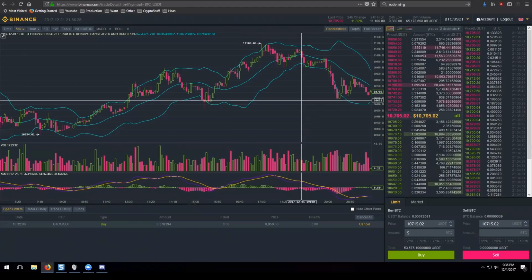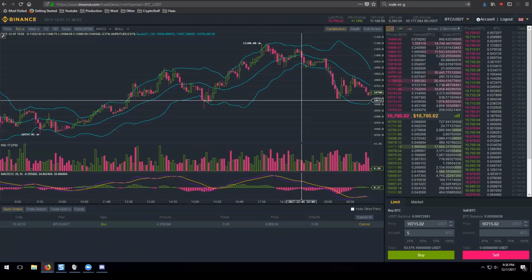Now, the way this strategy works is we have a primary indicator and then we have confirmations. And our confirmations just help solidify the action or the position we're about to take. So our primary indicator is going to be the Bollinger Band. Our first confirmation is going to be our MACD. Our second confirmation is going to be our RSI. And our final confirmation is going to be our volume.